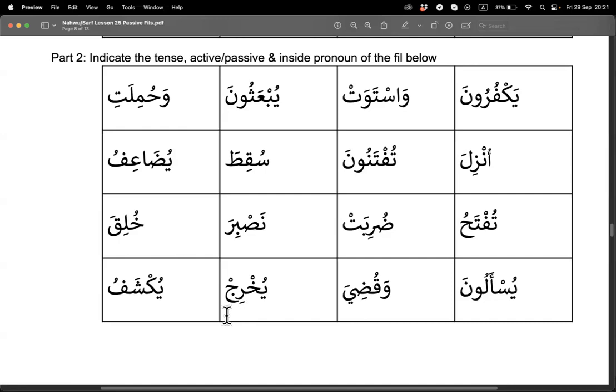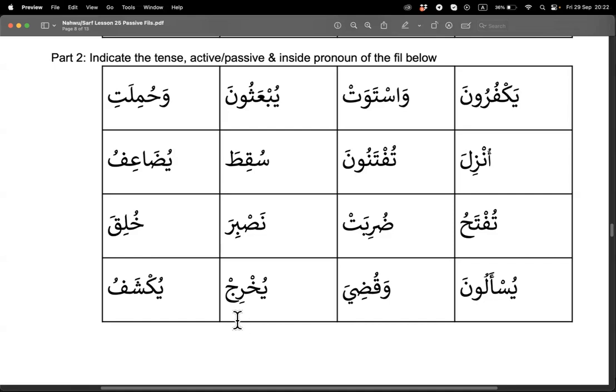Mudhari', right? Yes, mudhari'. Yeah, correct. So what is the pattern for mudhari' majhul? Mudhari' majhul is ua. So this one must be majhul or maklum? Maklum. Yes. So you were right the first time.